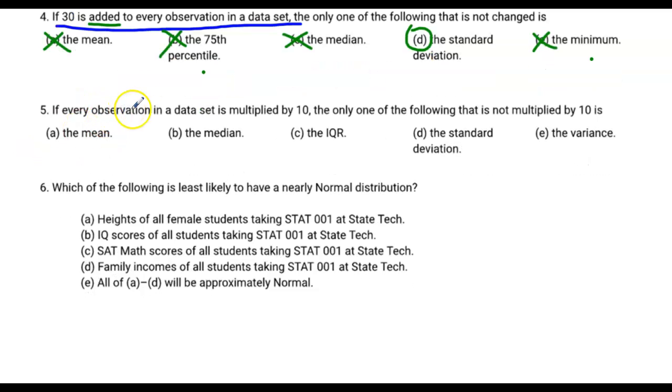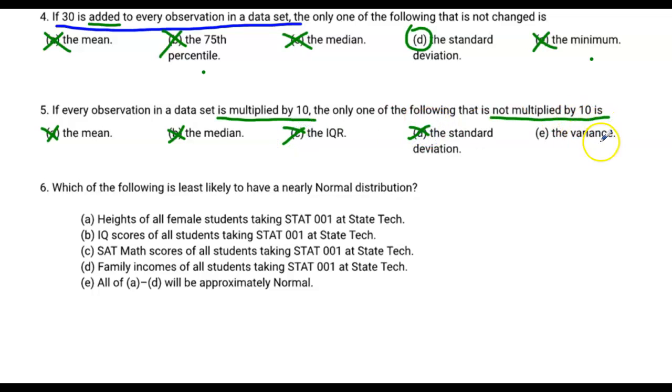For number 5, if every observation in the data set is multiplied by 10, now we're talking about multiplication. Remember that multiplication does change measures of spread. The only one of the following that is not multiplied by 10. Okay, the thing that we're looking for is a value that is not multiplied by 10. And if you remember, all of the measures of center and all of the measures of spread are supposed to be multiplied by 10. So the mean, that's out. The median, that's also out. Those are both measures of center. The IQR, that's a measure of spread, so that's out. The standard deviation, that one's out.